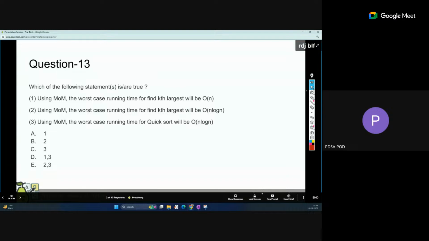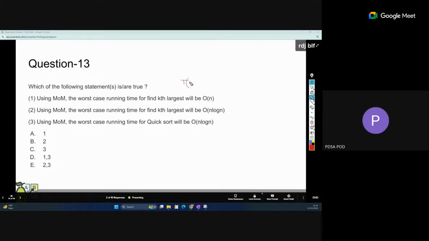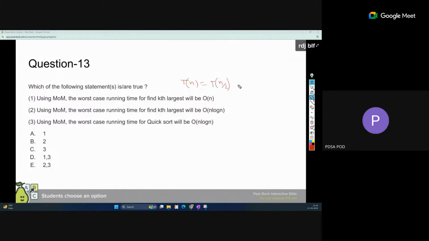If you remember, the recurrence relation for that is Tn equal to Tn by 2 plus n. This was the recurrence relation for quick select using MOM. If you calculate the complexity for this recurrence relation, it reduces: first step n, next step n by 2, next step n by 4. Since it is reducing in your tree, we directly select the first term as the complexity. So this is order of n. Okay, so this is true.